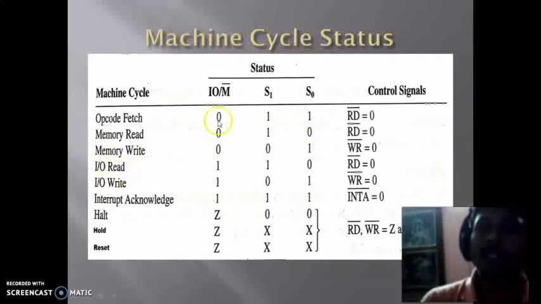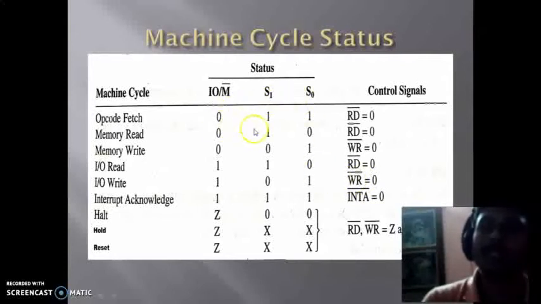And for IO read, IO/M bar will be equal to 1 and S1, S0 will be equal to 1, 0. This one is 1 because this is an input output operation. At the same time, a read signal will be generated because the read operation is going on through the IO devices. Similarly, for IO write operations, IO/M bar will be equal to 1 because this is an input output related operation, and S1, S0 will be equal to 0, 1, and the write signal we are getting as 0, meaning it is active, meaning the write operation is going on.